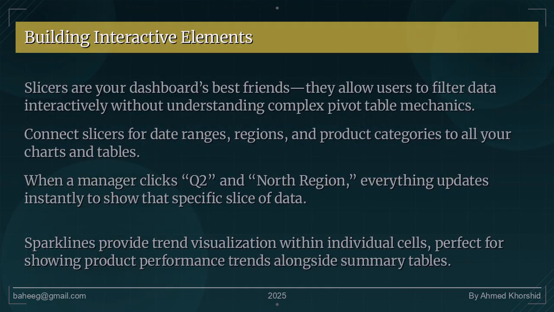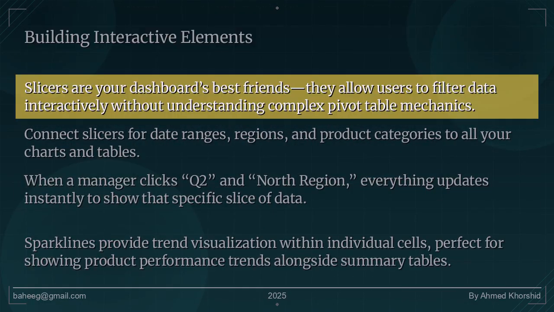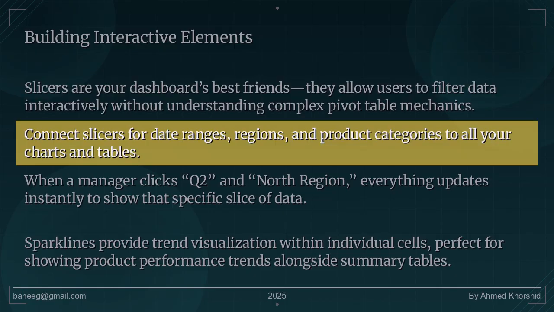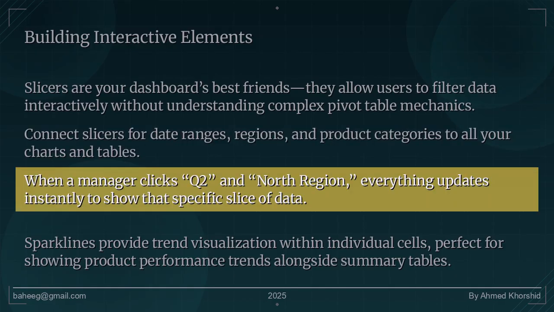Building interactive elements. Slicers are your dashboard's best friends. They allow users to filter data interactively without understanding complex pivot table mechanics. Connect slicers for date ranges, regions, and product categories to all your charts and tables. When a manager clicks Q2 and North region, everything updates instantly to show that specific slice of data.